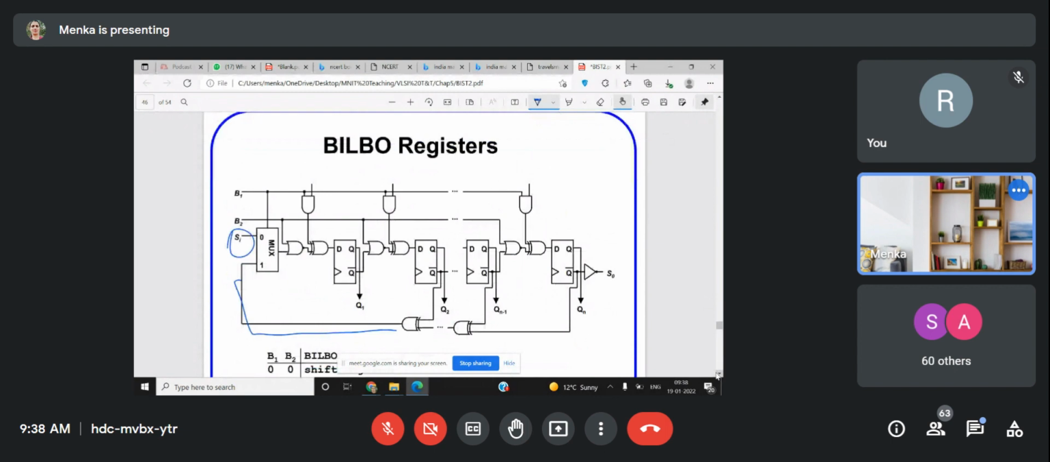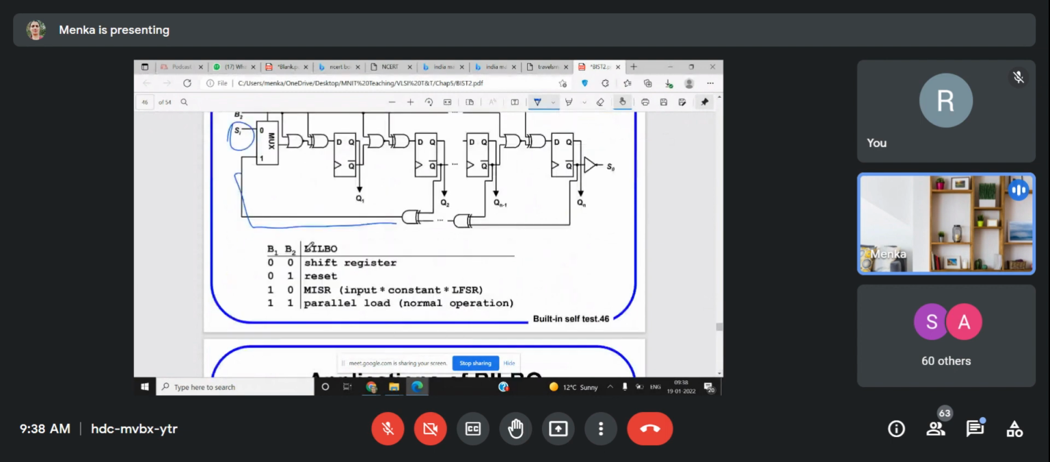So in this B1, B2, two bits are there. What is the functioning of two bits? If it is 0, 0, this built-in logic block will be working like a shift register. If it is 0, 1, then it will be working like reset. If it is 1, 0, this will be working like MISR, multiple input LFSR. If it is 1, 1, it will be working like parallel load, normal operation. So how that will be working, that you can understand easily with the help of this logic diagram.